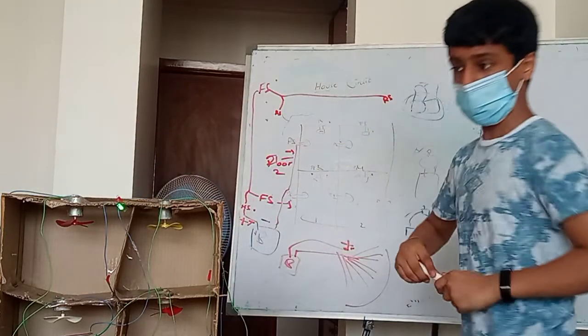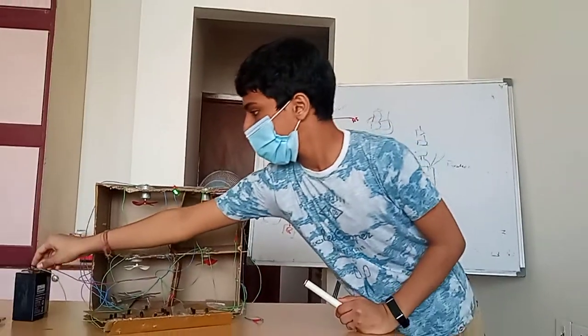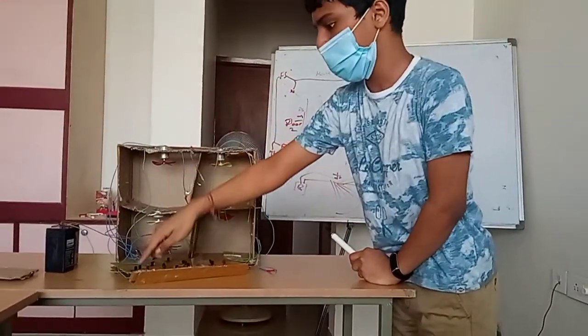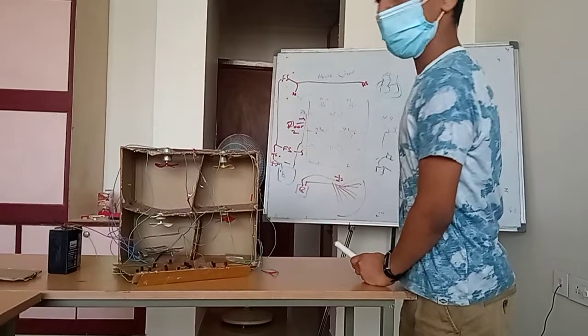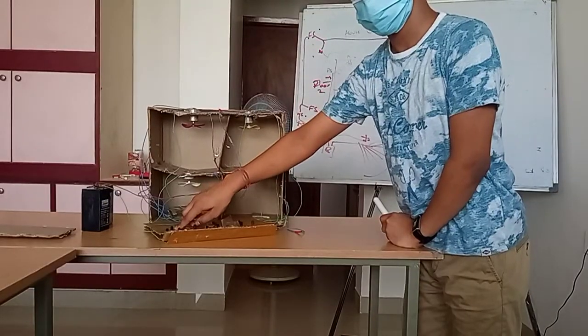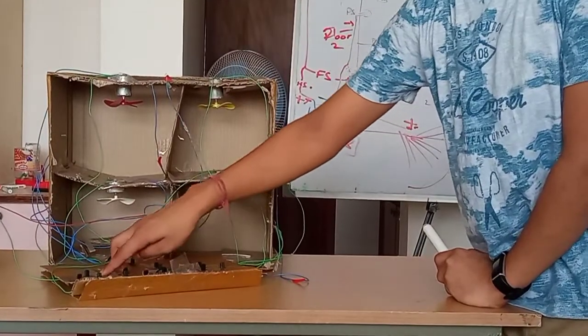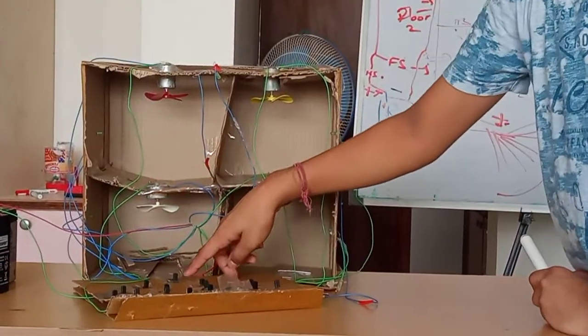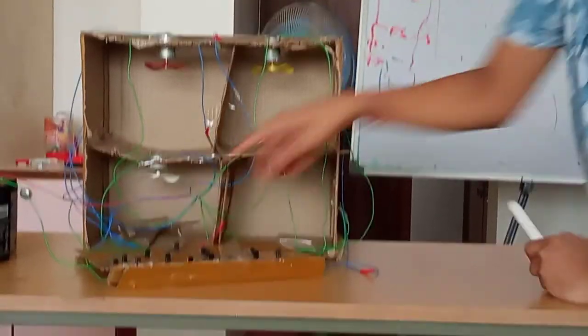Each appliance has its own switch, and you understood the connections. Then each room has a room switch, and each floor has a floor switch, and the house has a house switch. And now the porch light.